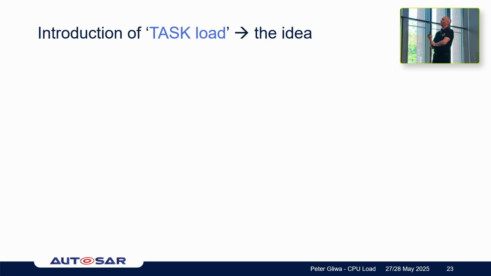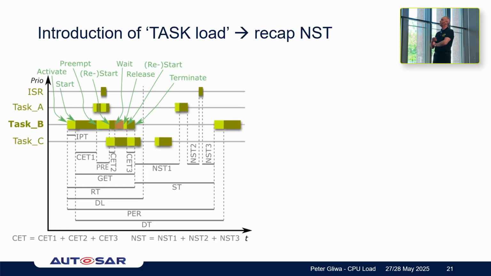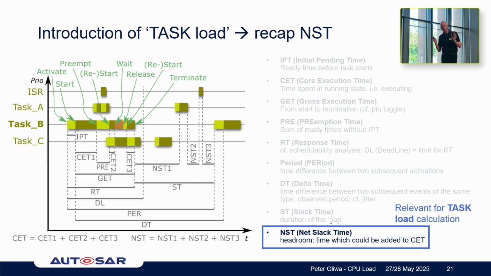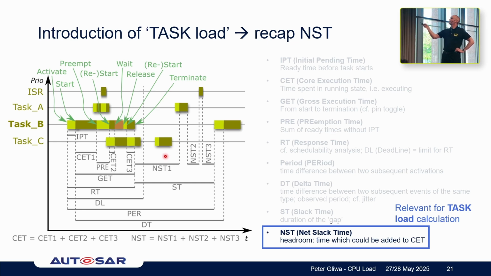So let's do a recap. You've seen that picture here, and I highlighted the net slack time. I need to briefly explain what the net slack time is. It's based on the slack time, which is kind of the size of the gap here, from termination all the way to activation, the slack time itself, okay?